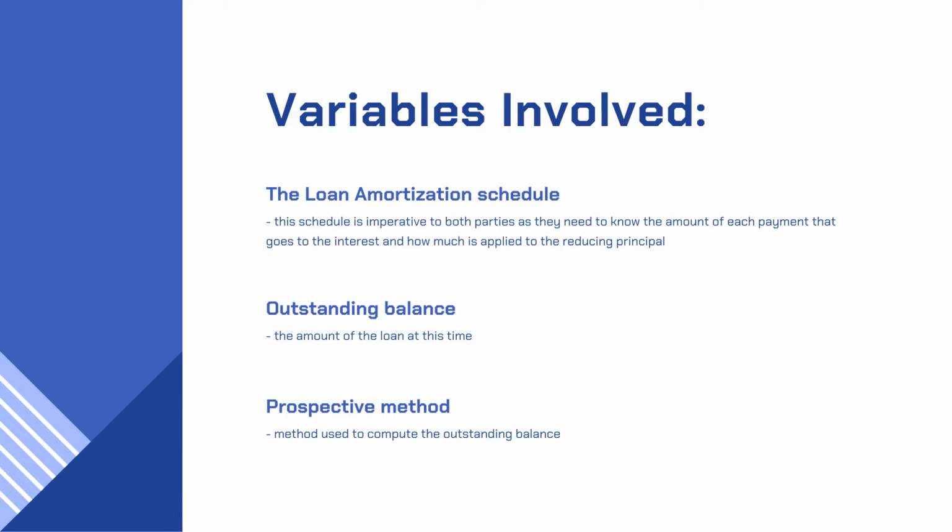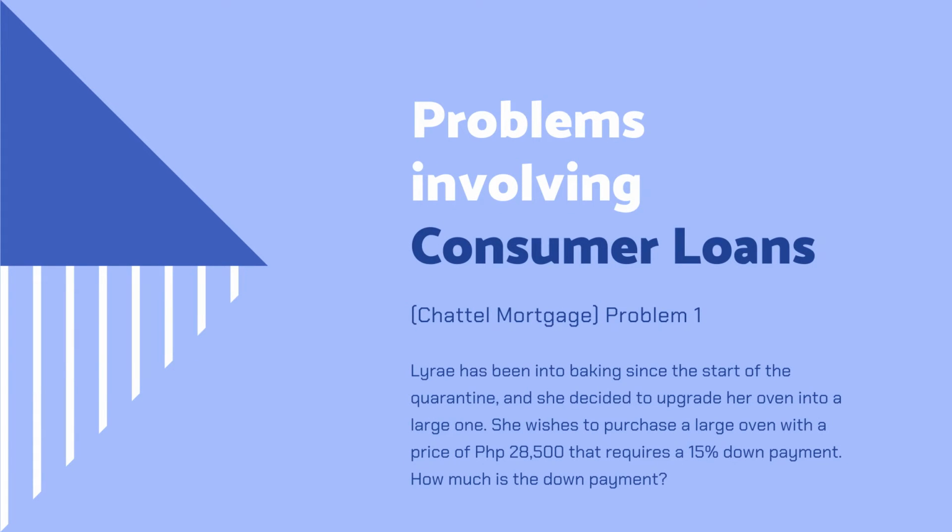Next, the loan amortization schedule. This schedule is imperative to both parties as they need to know the amount of each payment that goes to the interest and how much is applied to the reducing principal. Next, we have outstanding balance, the amount of the loan at this time or the present time. Lastly, we have the prospective method. It is a method used to compute the outstanding balance. For us to better understand the topic, let us solve some examples.